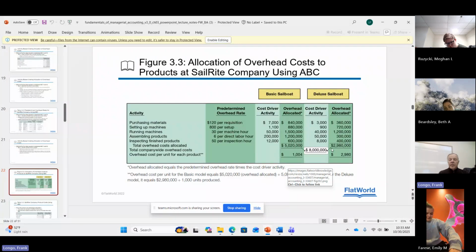For the deluxe sailboat, take the $2,980,000 total overhead allocated and divide that by how many deluxe sailboats were made. It was 1,000. That gives us $2,980 allocated to the deluxe.